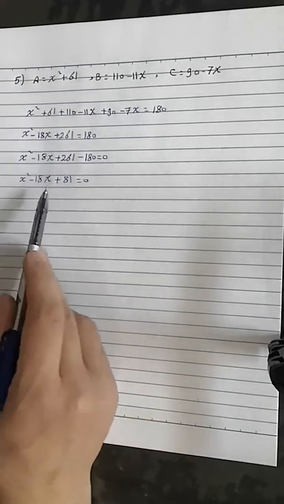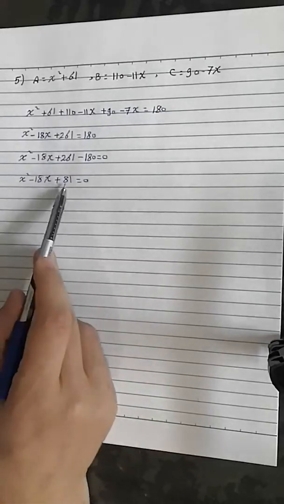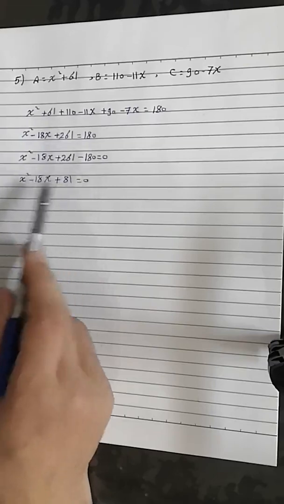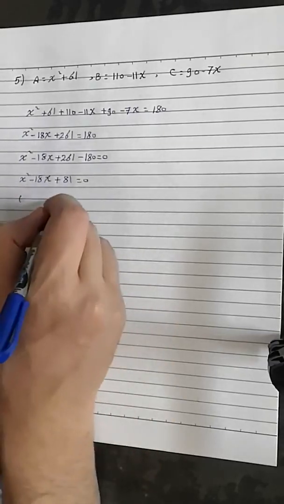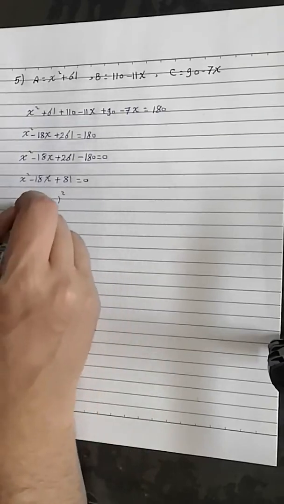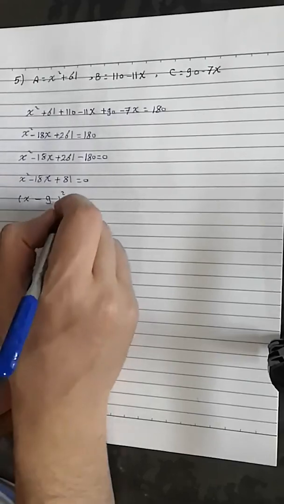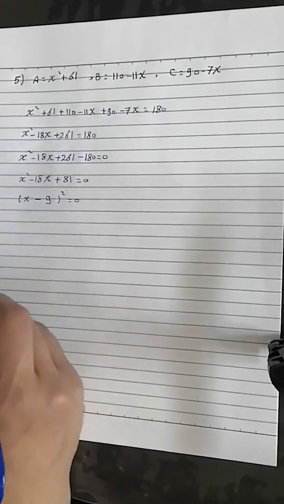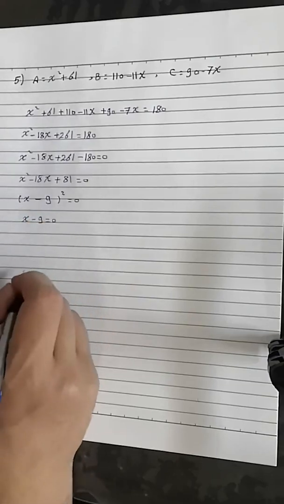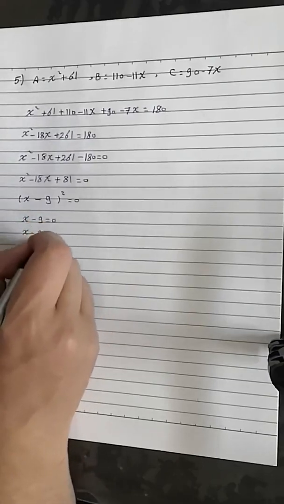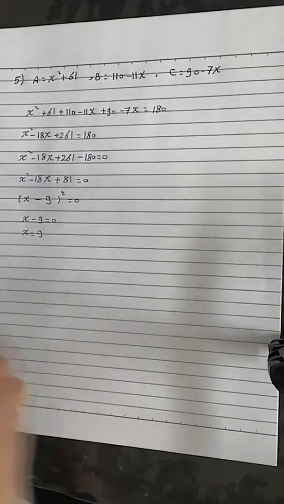Let's try the middle term. It's 2 times root the first, x, times root the second, 9. 2 times x times 9 is 18x. So it's a perfect square. So its solution will be only one bracket to the power of 2. X minus 9, like the sign of the middle one, equals 0. It means that x minus 9 equals 0, so that x will be 9. This is the value of x that you want to find.